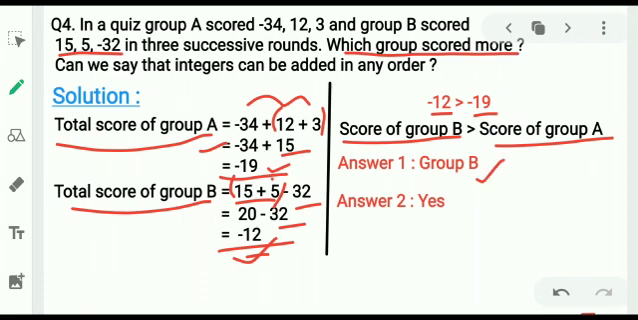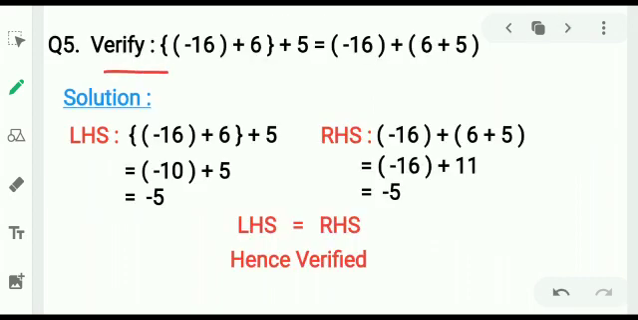And another question is written: can we say the integers can be added in any order? We know the closure property of addition: if we take any order, the answer remains the same under the properties of addition. So we can add the numbers in any order, the answer remains the same. So the answer is yes.